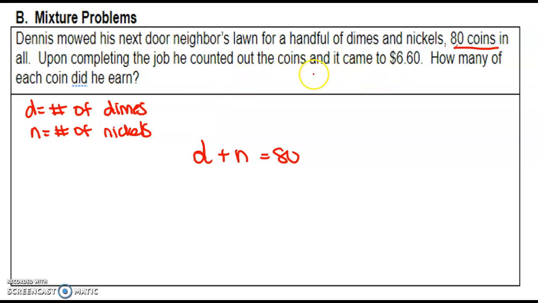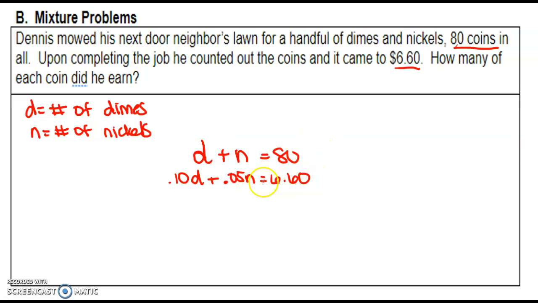Then we had a total amount. This is our money equation here. So I need to start thinking in terms of money. Hopefully you know that a dime is 10 cents. So 10 cents per dime plus 5 cents per nickel equals a total of $6.60.